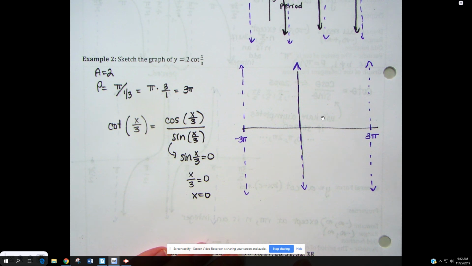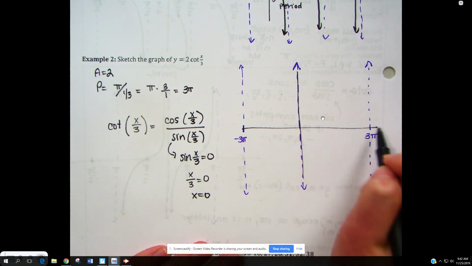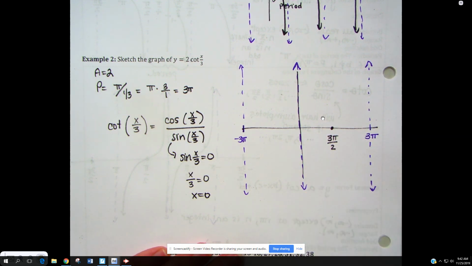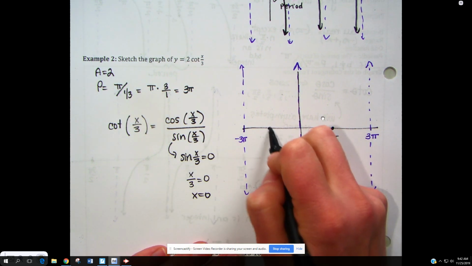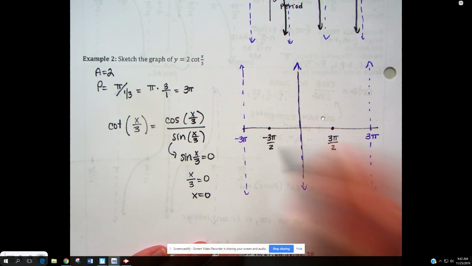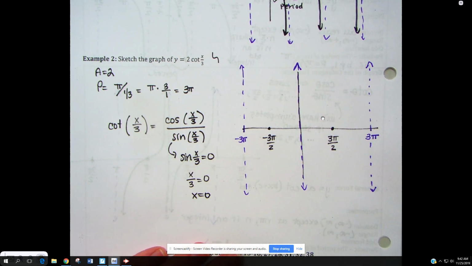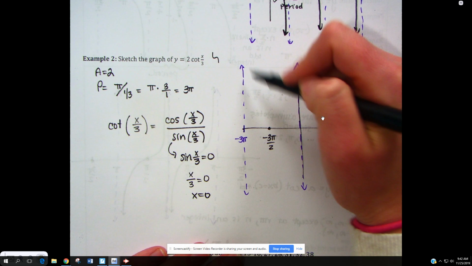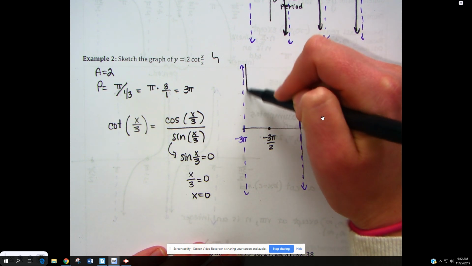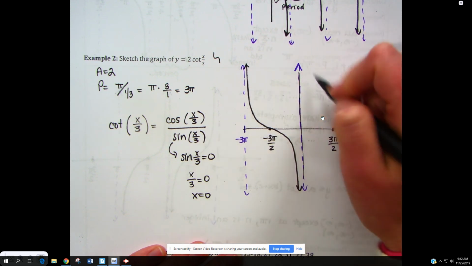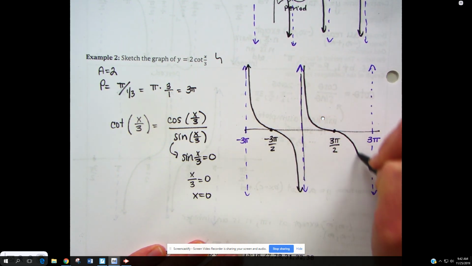So here's my image so far, right? What am I missing? I need my 0. Halfway between 0 and 3 pi, right? 0 plus 3 pi is 3 pi, halfway over 2. So my zeros are going to happen at 3 pi over 2, and likewise, -3 pi over 2. It's a cotangent function. Cotangent normally is that decreasing shape. And again, I'm not going to worry about the amplitude so much. I'll just sketch it in. If we really needed an accurate graph, we could plot more points or use a graphing utility.